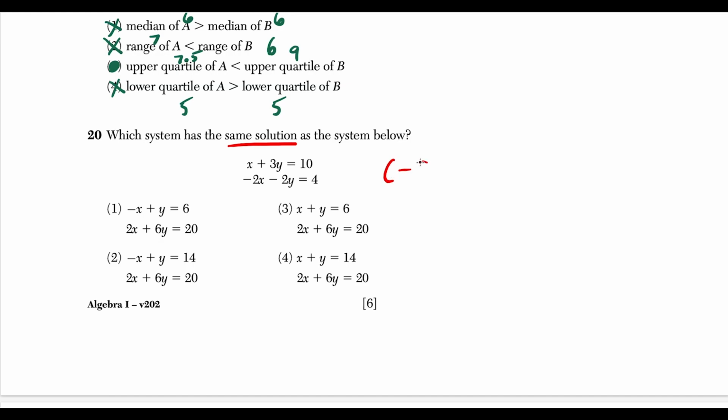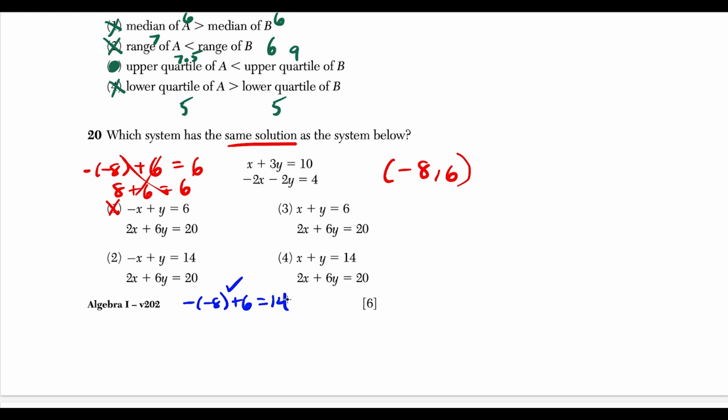But now think about what we are going to do with this. Well, negative 8, 6, we're going to plug into the answer choices and see which one matches up. For choice 1, let's say I do negative 8 plus 6. Is that equal to 6? Well, minus 8 becomes 8 plus 6. 8 plus 6 equals 6 is not true, so 1 is out. Now, for the second choice, we have negative 8 plus 6 equals 14. That's a true statement. 8 plus 6 is 14. Definitely true. And now we have 2 times negative 8 plus 6 times 6 equals 20. This gives us negative 16 plus 36 equals 20. And that is a true statement. So choice 2 is it.